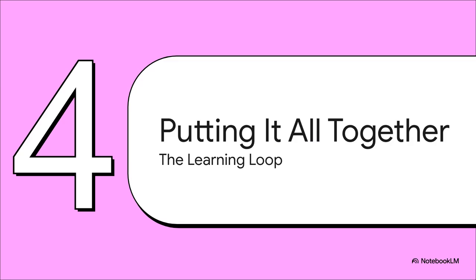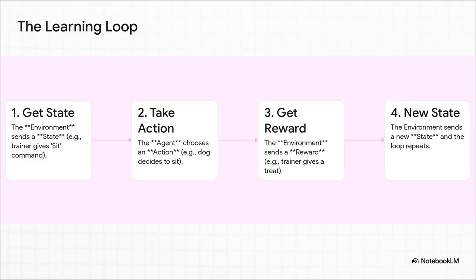So we've got our main characters, the agent and the environment. And we've got the messages they pass back and forth: state, action, and reward. But these things don't exist in isolation. They're locked in this constant back and forth, a cycle that we call the learning loop. Let's walk through how it actually plays out. This right here is the rhythm of learning. At every single tick of the clock, this loop repeats.